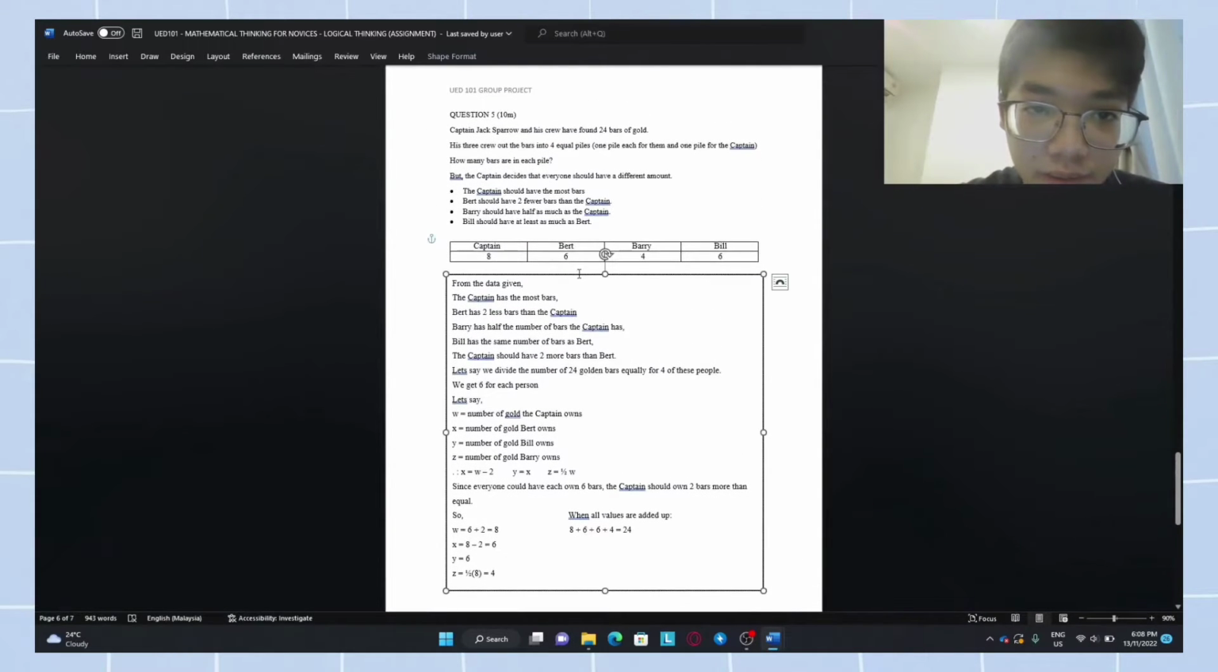In question 5, Captain Jack Sparrow and his crew have found 24 bars of gold. His 3 crew put the bars into 4 equal piles, 1 pile for each of them and 1 pile for the captain. How many bars are in each pile? But the captain decides that everyone should have a different amount. The captain should have the most bars, Bert should have 2 fewer bars than the captain, Barry should have half as much as the captain, and Bill should have at least as much as Bert.